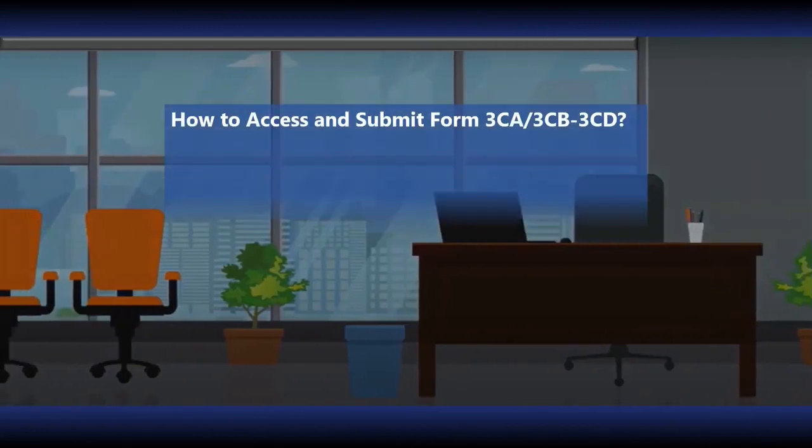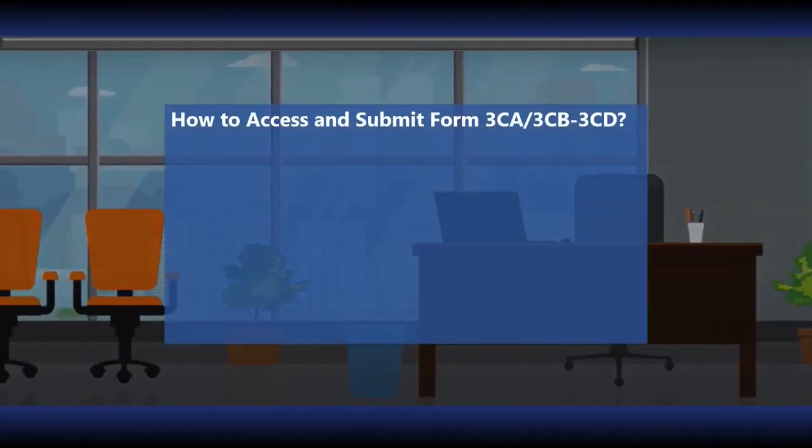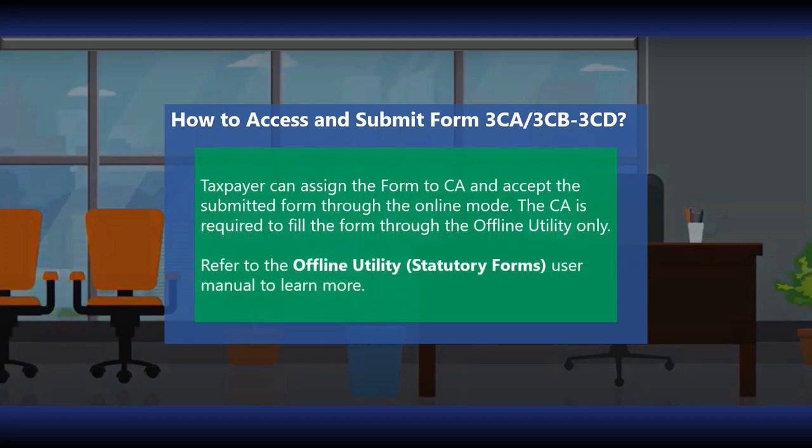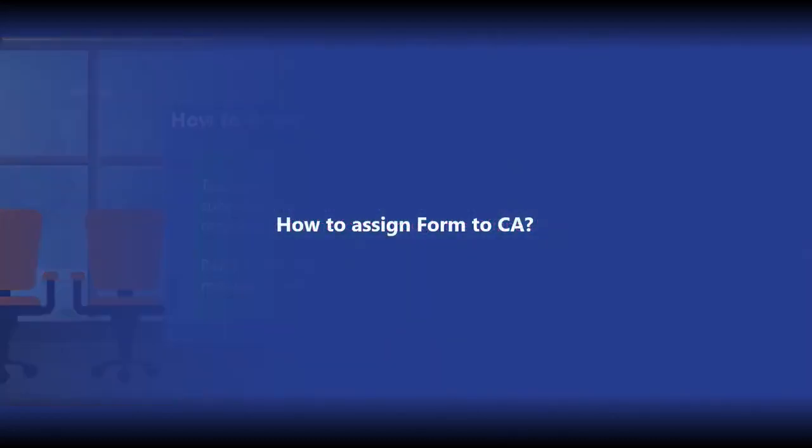Now let us see how we access and submit Form 3CA or 3CB 3CD. The taxpayer has to assign the form to the chartered accountant, and then the taxpayer has to accept the submitted form through the online mode. The chartered accountant, however, is required to fill the form through the offline utility only. Now first, let us look at step 1, how the taxpayer will assign the form to a chartered accountant.